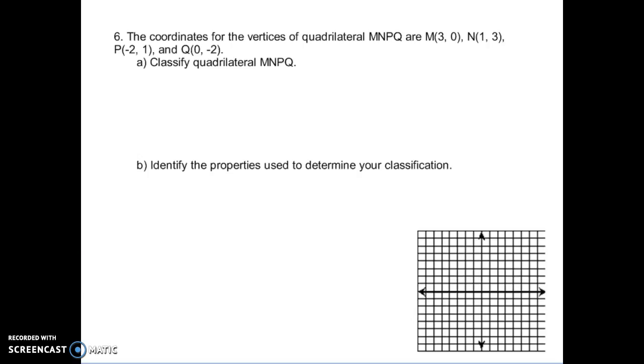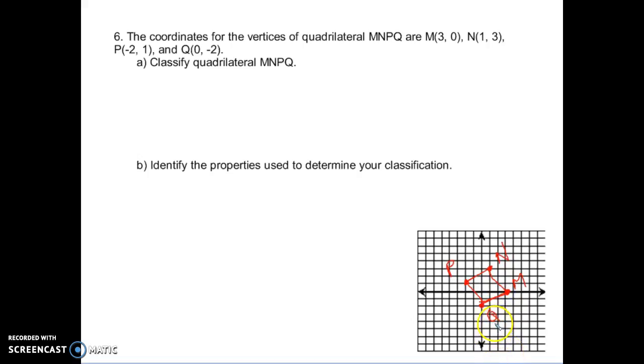And for the next one, we've got the coordinates for the vertices of quadrilateral MNPQ are as follows. And you want to classify it as parallelogram, rhombus, trapezoid, and whatnot based on its properties. So if I graph it first, I've got 3, 0, 1, 3, -2, 1, and 0, -2. That's terrible drawing.